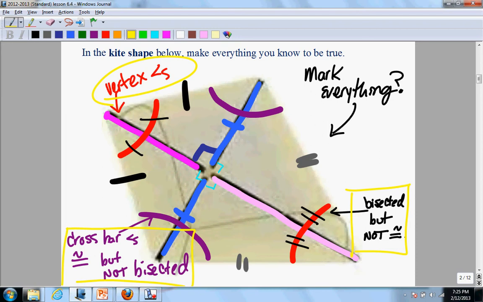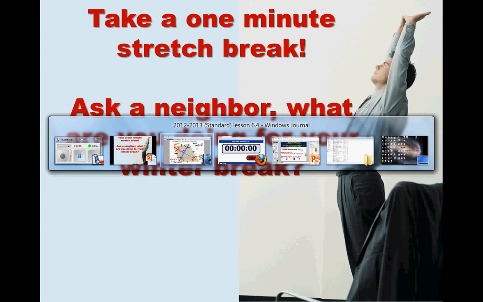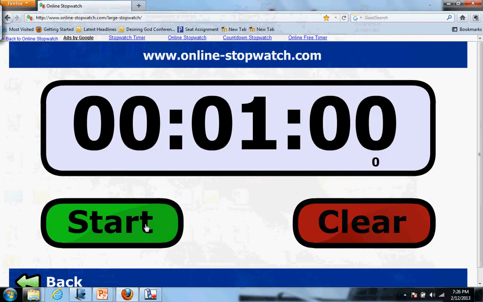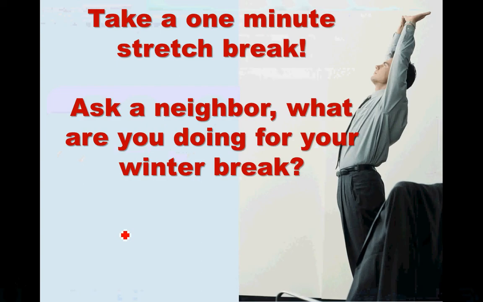Now, before we do 3 sample problems, I'd like you to stand up and take a stretch. Ask your neighbor what they're going to do over the break. You get a 1-minute stretch. I'm going to set the timer for 1 minute, and we're going to sit back down for our examples. You're stretching. Ask your neighbor what they're doing over break.